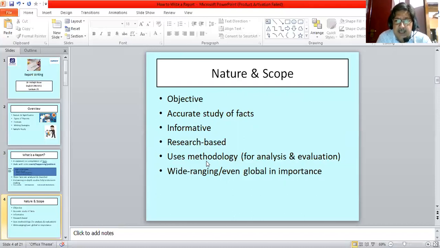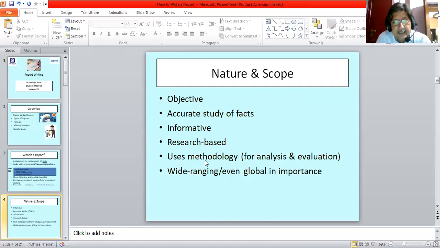Also, it's not just an inquiry that is done, but there is a certain research methodology, or there is a methodology for the analysis of the facts, for evaluating the facts which is used. So as the writer of the report, we have to very consciously use a certain methodology. So we can say that reports are very scientific studies.